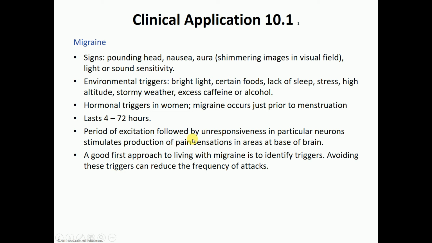And what is happening in the neurons, although we're really not exactly sure what it is, but in most cases, there is a period of hyperexcitation of the nerves followed by unresponsiveness of these nerves. And that would lead to stimulation of these very painful senses that we feel. Okay, so a good approach to prevent a migraine is that if you know what triggers the migraine, try to avoid these triggers, and that tends to reduce the frequency of attacks.